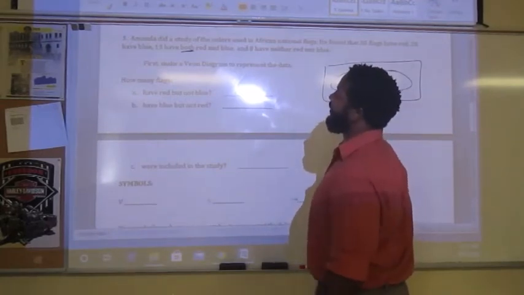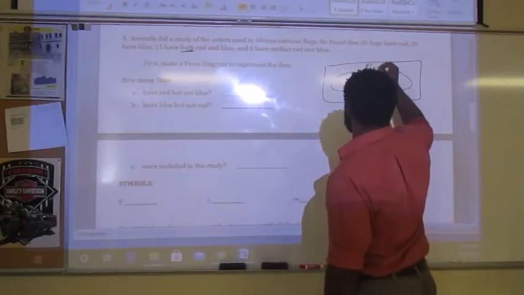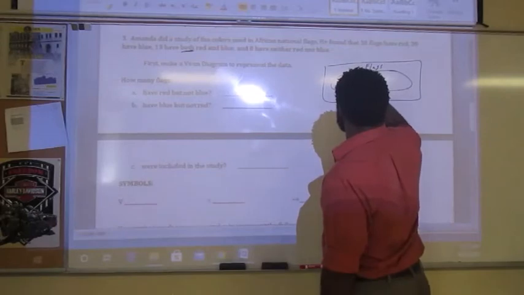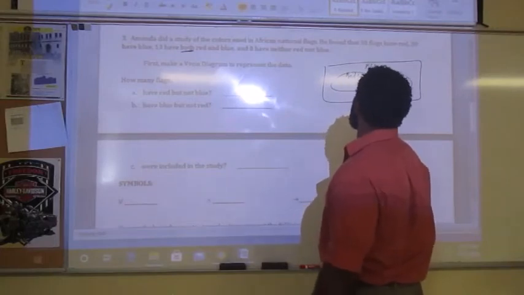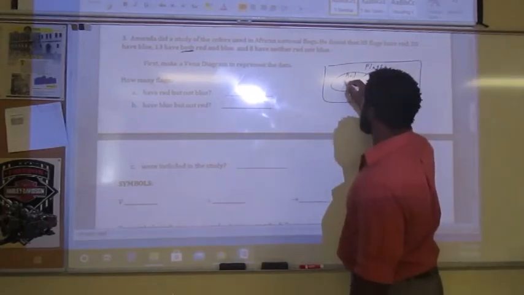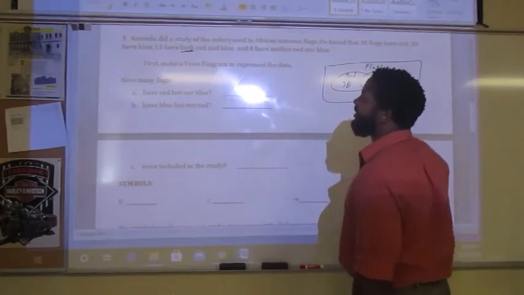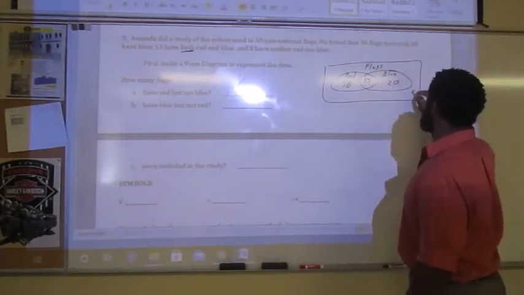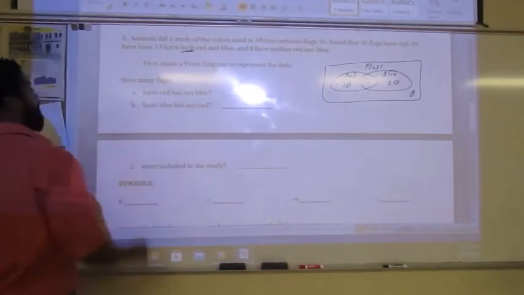All right. So, African flags. Red, blue. How many have red in them? 38, right? How many have blue? 20. How many have both? 13. And then 8 have none. Right? So, how many flags have red but not blue?